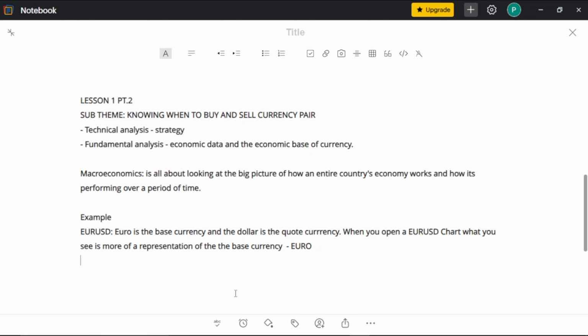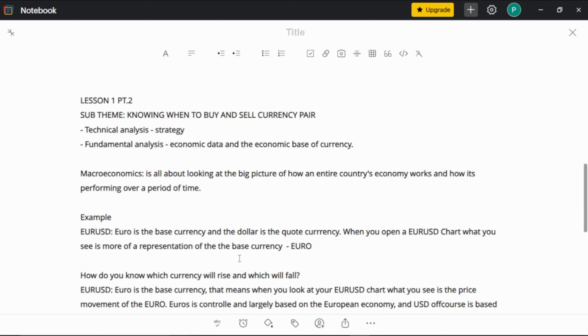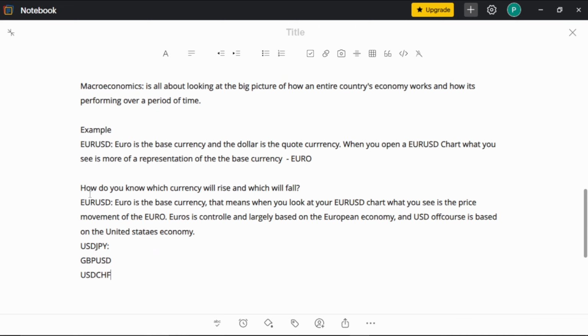I think I should just paste this here. So how do you know which currency is going to rise and which currency will fall? So you have the Euro USD. The euro is the base currency, like I said earlier, and that means when you look at your Euro USD charts, what you see is the price movement of the euro.